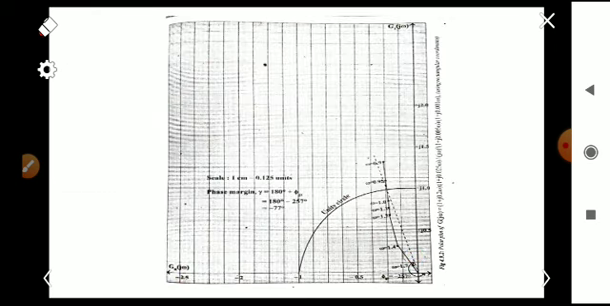We know that the graph is located entirely in the second quadrant. This is the positive imaginary axis, and this is the negative real axis. By plotting each point and combining them, we obtain a shape like this.